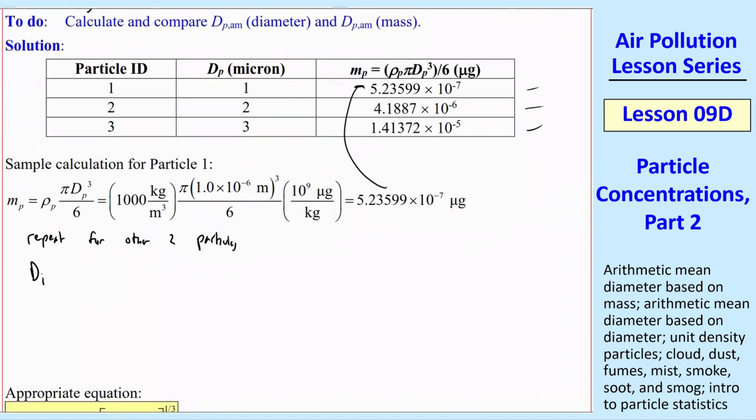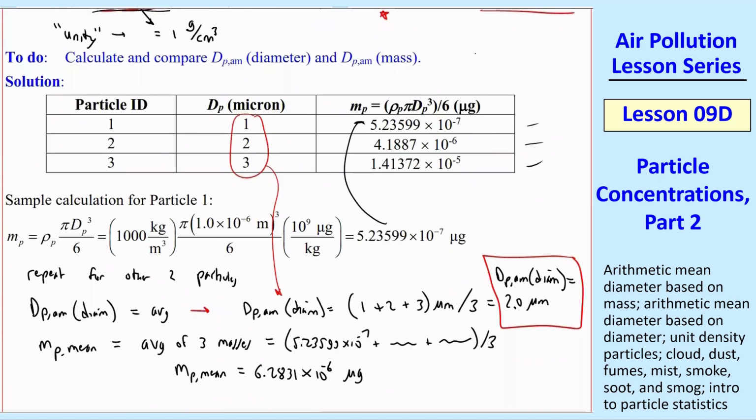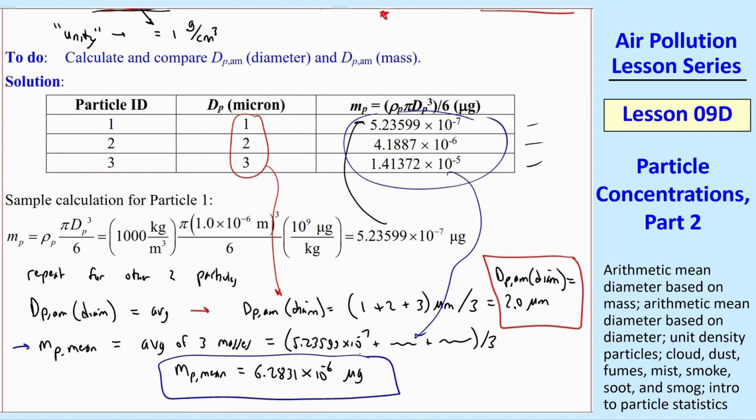So to calculate dPam diameter, it's the simple average of these 3. So 1 plus 2 plus 3 divided by 3. And so that just gives us 2. You can do that one in your head. Similarly, for MP mean, it's just the simple arithmetic average of these 3 masses. So you add those up and divide by 3, you end up with MP mean equal to 6.2831 times 10 to the minus 6 micrograms.